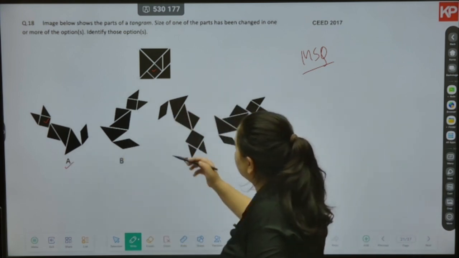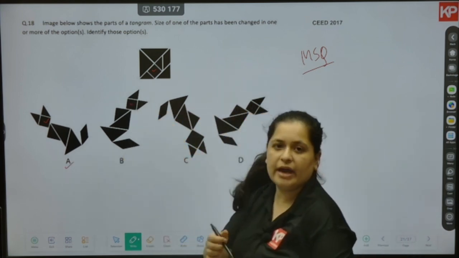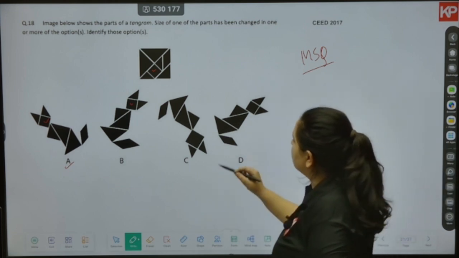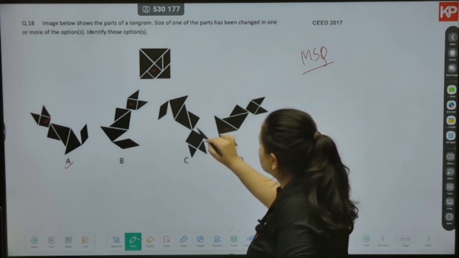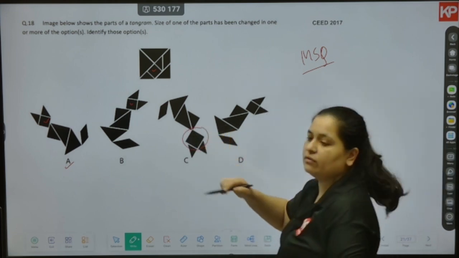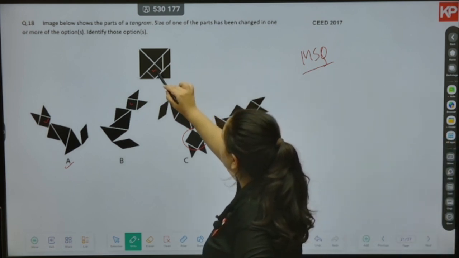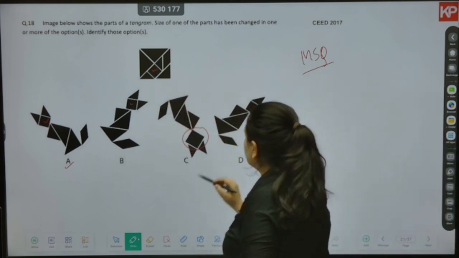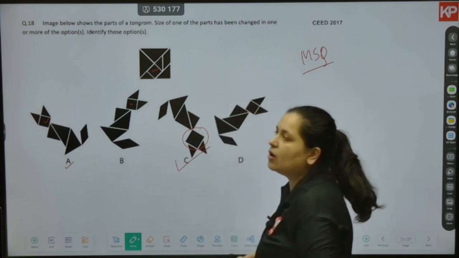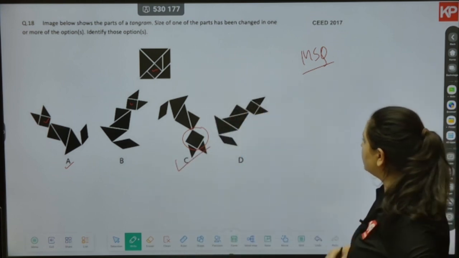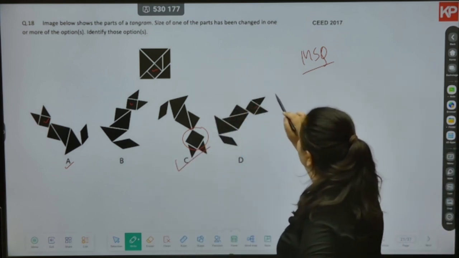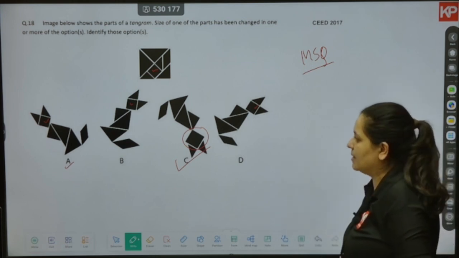Let's check for option number B. Again a go ahead from the square point of view. Let's check option C. Now in this you will notice that the size of the square has increased. It is not equal to the size of the square that we have in the sample. So this definitely is the odd one out. Let's check for the other as well. Okay, the square size is the same as the sample.